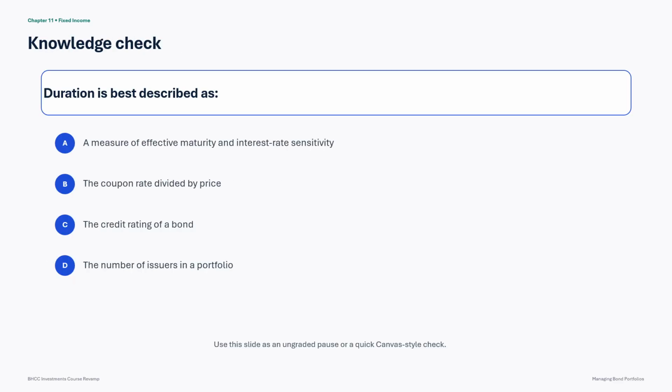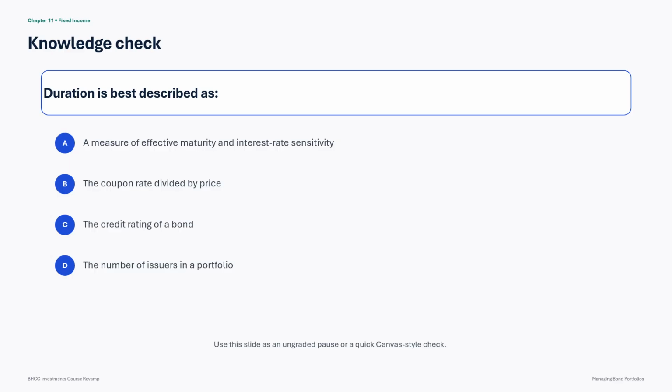Here's the knowledge check. Duration is best described as which of the following? A, a measure of effective maturity and interest rate sensitivity. B, the coupon rate divided by price. C, the credit rating of a bond. Or D, the number of issuers in a portfolio. Pause for a moment and choose your answer.